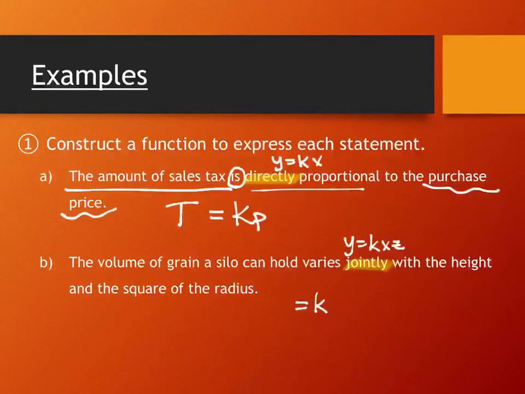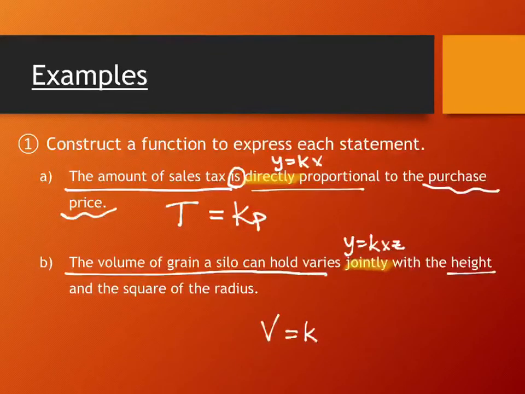So on the left, it says it's the volume of grain that you can have the silo holding. So the volume of grain is V. I'm going to use V for volume anyway. It says it's jointly proportional, or it varies jointly with the height. A good letter for height might be H, yeah. And then things get a little different. It doesn't just say height. It doesn't just say tax. It doesn't just say purchase price. It says something about a square.